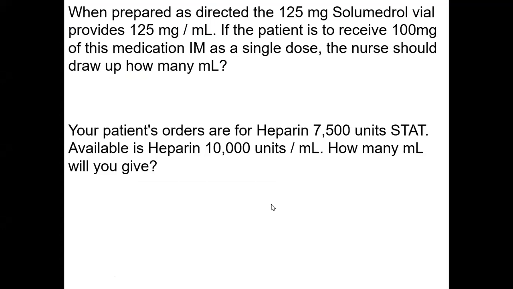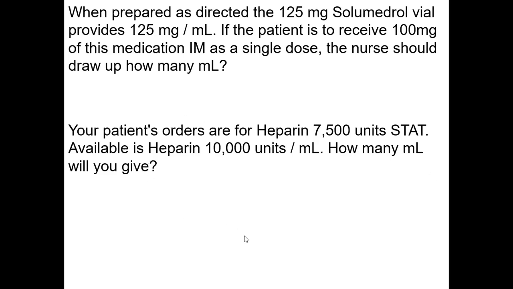Okay, on our next one, when prepared as directed, the 125 milligram solu-medrol vial provides 125 milligrams per ml. If the patient is to receive 100 milligrams of the medication IM as a single dose, the nurse should draw up how many mLs. So the question is asking how many mLs will you draw up? Okay, so the order is 100 milligrams, because that's what the patient is supposed to receive. Your supply on hand is 125 milligrams per 1 ml. So again, if your patient's to receive 100 milligrams and you have 125 milligrams in 1 ml, that means your patient should receive less than 1 ml.